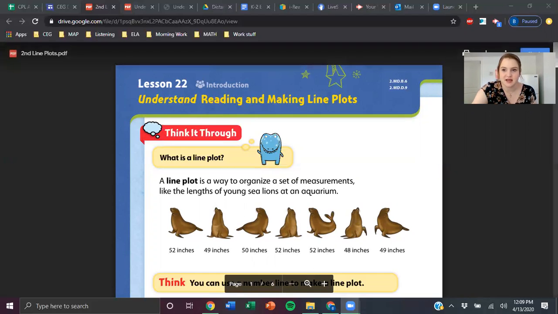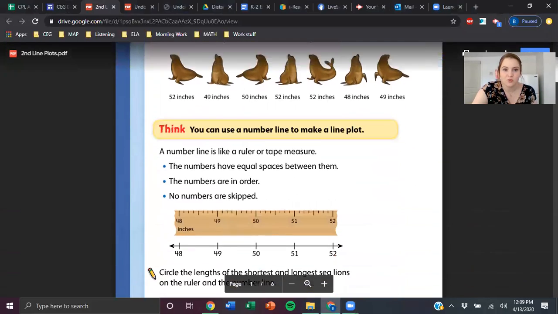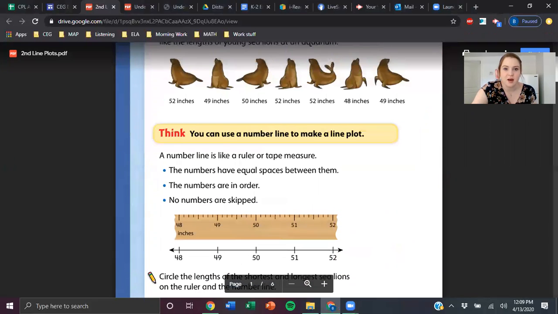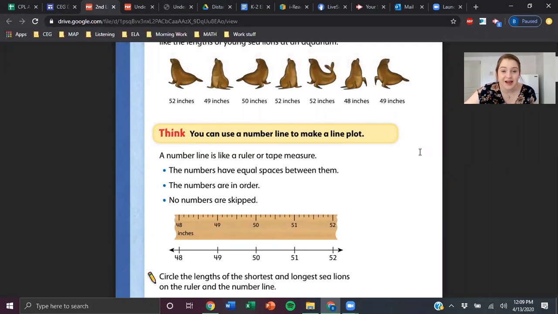Down here, it says think, and we are going to be thinking about using a number line to make a line plot. I know all of you have seen number lines in your classroom this year. A number line is like a ruler or a tape measure. The numbers have equal spaces between them. The numbers are in order and no numbers are skipped.